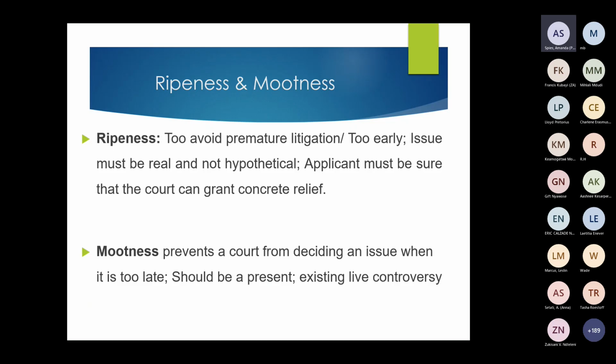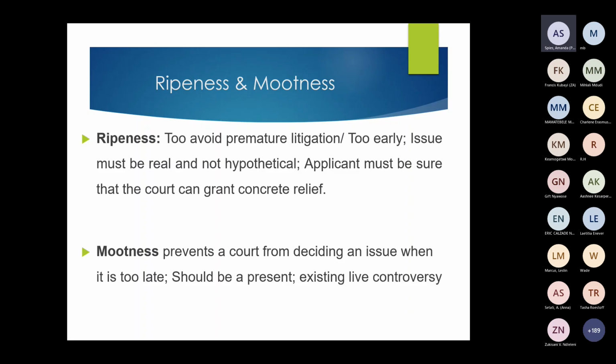Part of justiciability is concepts of ripeness and mootness. It's also referred to in your guide, but I'm just very quickly going to brush over it. I think in terms of justiciability, the most important aspect is standing. But ripeness just refers to the concept that you need to avoid premature litigation. So you shouldn't bring a matter too early. The issue must be real and not hypothetical. The applicant must be sure that the court can grant concrete relief.